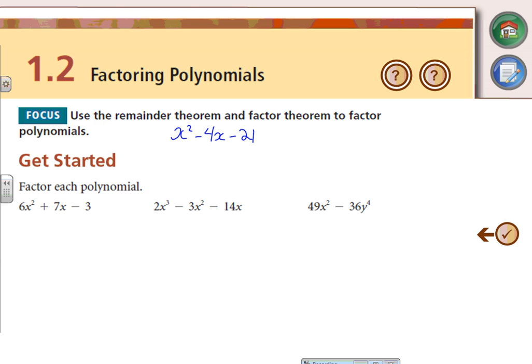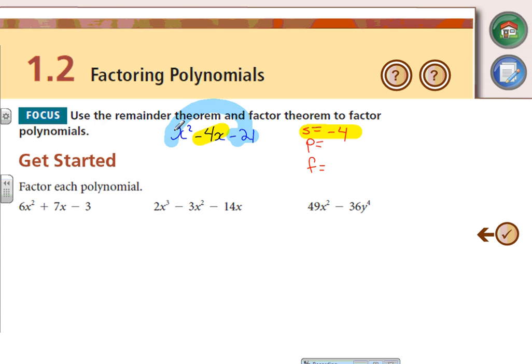Start there. Remind you of your sum product factoring. Sum equals, product equals, factors equals. So your SPF. Sum is your middle term. What two numbers will add up to give us the negative 4? Your product is the first term multiplied by the last term.